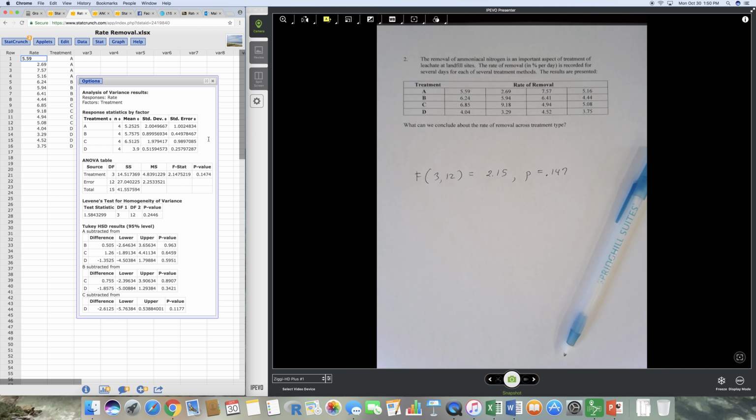So I think what I would do if I were a statistician with this, I would want a larger sample size, maybe bump up the number of days that we measure to address the rate of removal, maybe go up to 30 days for each treatment. And I think if we did, you'd probably end up seeing a significant difference, especially between C and D.